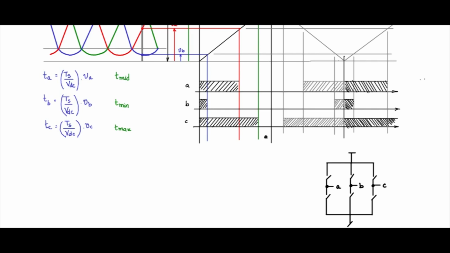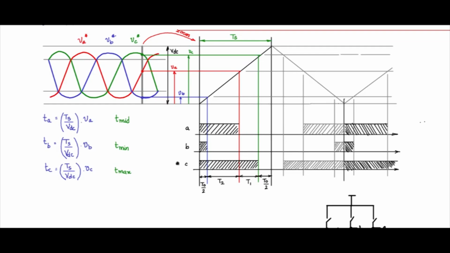So you can say that I am splitting it half and half, T0 by 2, and this is T0 by 2. And from the maximum value phase to the mid value phase we call T1, and from the mid value phase to the min value phase we call it T2. So that is the designation that we use in the space vector.